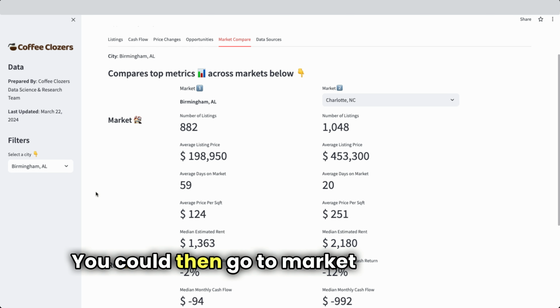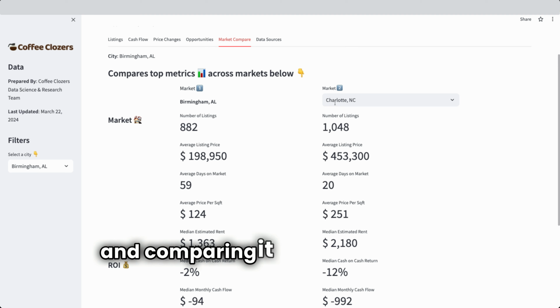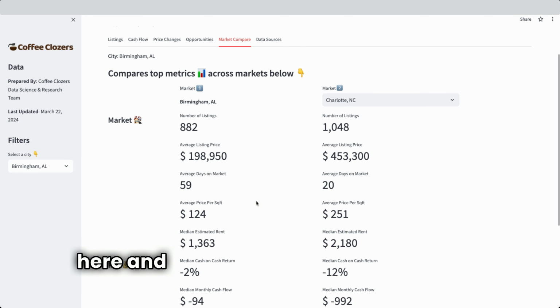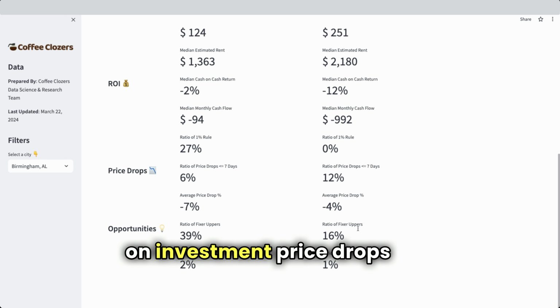You could then go to market comparison. In this example, I'm looking at Birmingham and comparing it to Charlotte, North Carolina. You could select any of the other markets here and view these head to head, where you could see information on the market, return on investment, price drops, and opportunities.